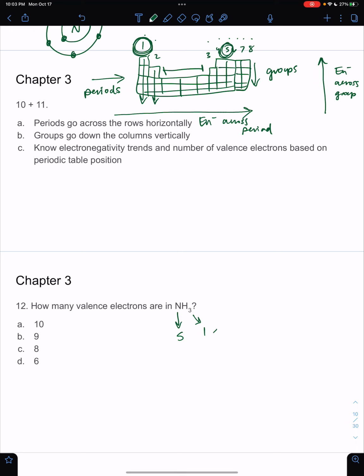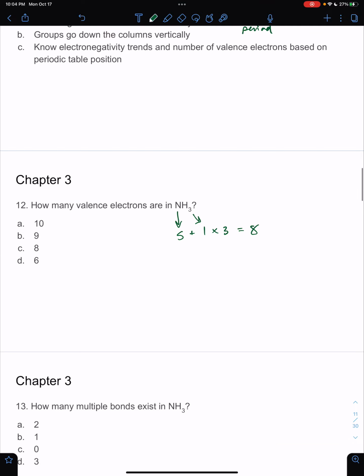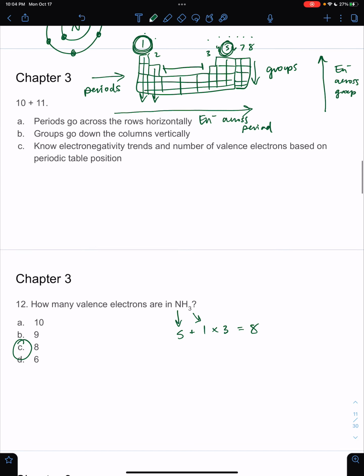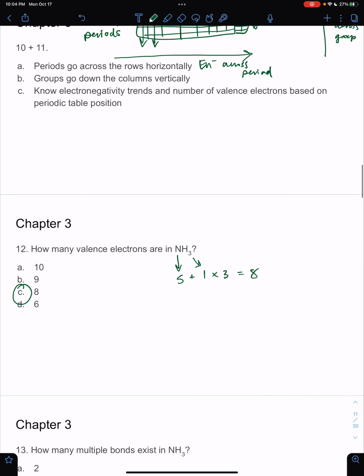But there are 3 of them. So we're going to do 1 valence electron for every hydrogen atom. So 5 plus 3 equals 8. That's going to be letter C. So you're just going to do that process for each question. Just line it up with the group number on the periodic table and add them up.